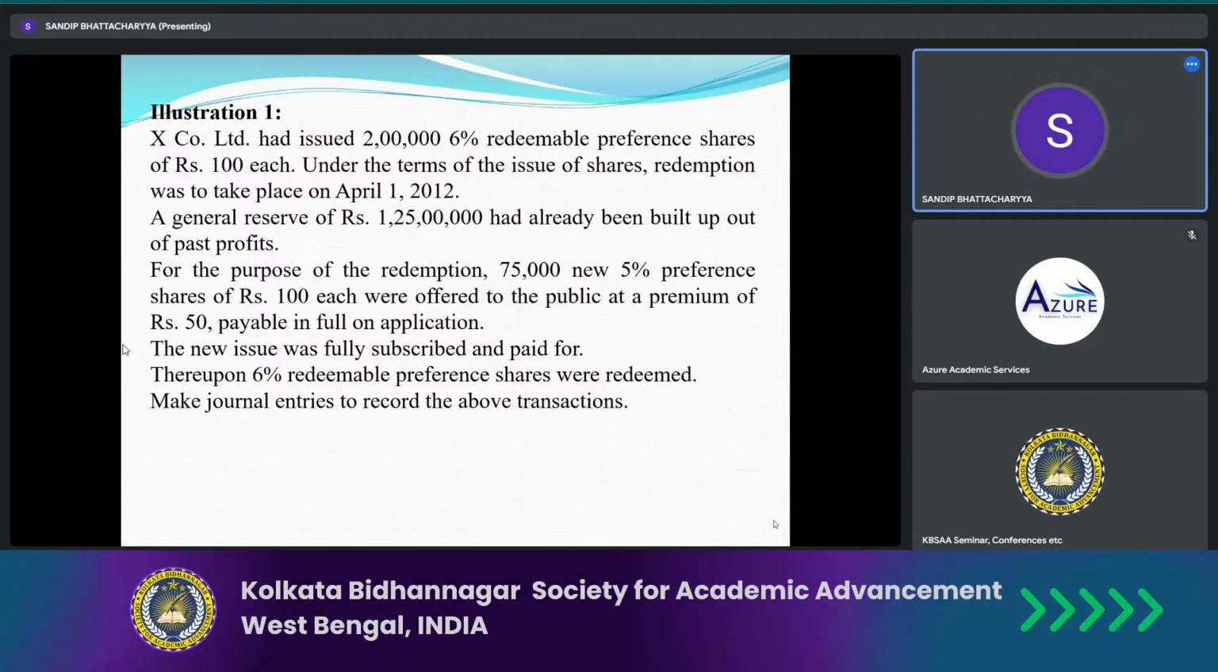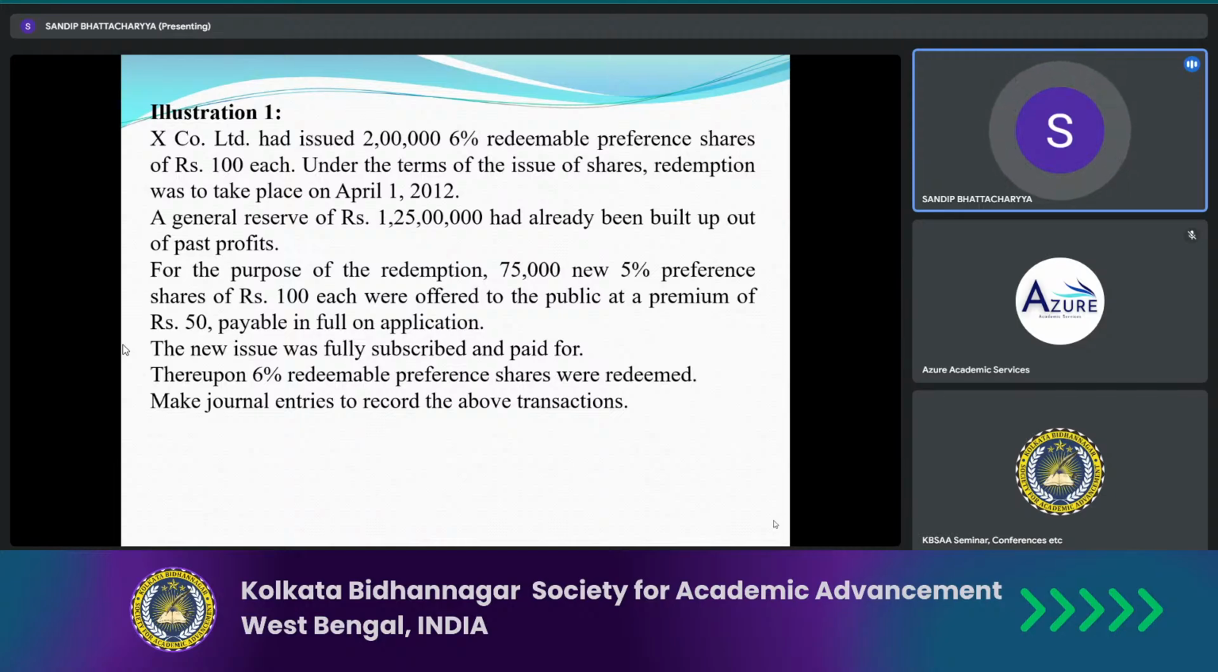That means the 2 lakh preference shares are of the 6% category, that is the 6% preference dividend at rupees 100. A general reserve has already been stated, that is the 1 crore 25 lakh shown in the balance sheet. That's very good. But the main clause of the sum is that, for the purpose of redemption, 75,000 new 5% shares are issued, as I already mentioned in my previous slide.